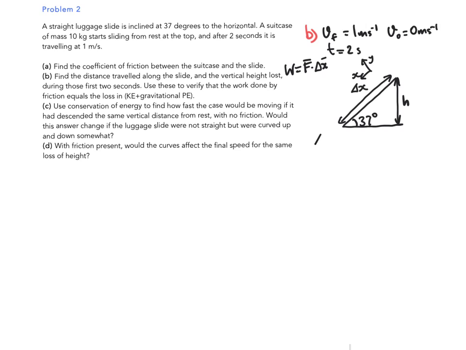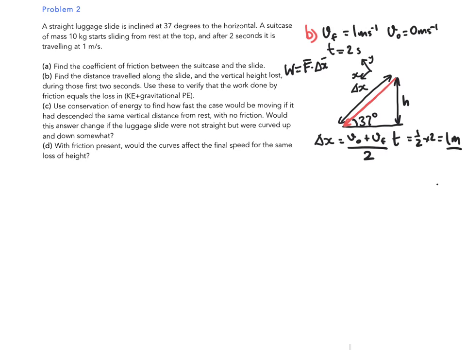So we can work out what delta x is pretty easily just from using this equation, v naught plus vf divided by 2 times t. So that's going to be a half times 2, because t is 2, which is 1 meter. So it slides down 1 meter down the ramp basically in that time. So that's given our displacement.